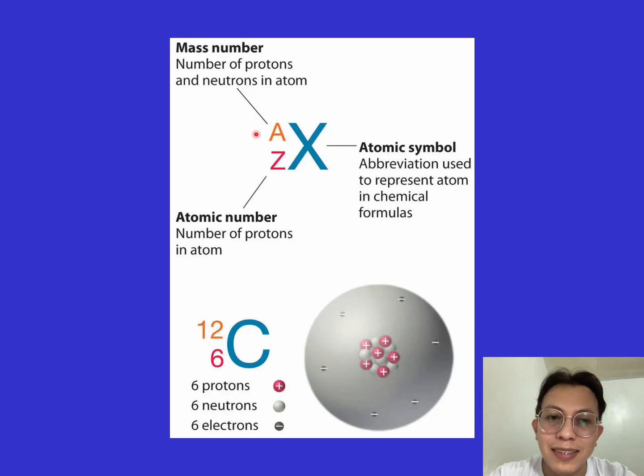Beside that, the Z, that's the atomic number. And take note, atomic number is actually the number of protons in an atom. So however many the atomic number is, that's the number of protons.